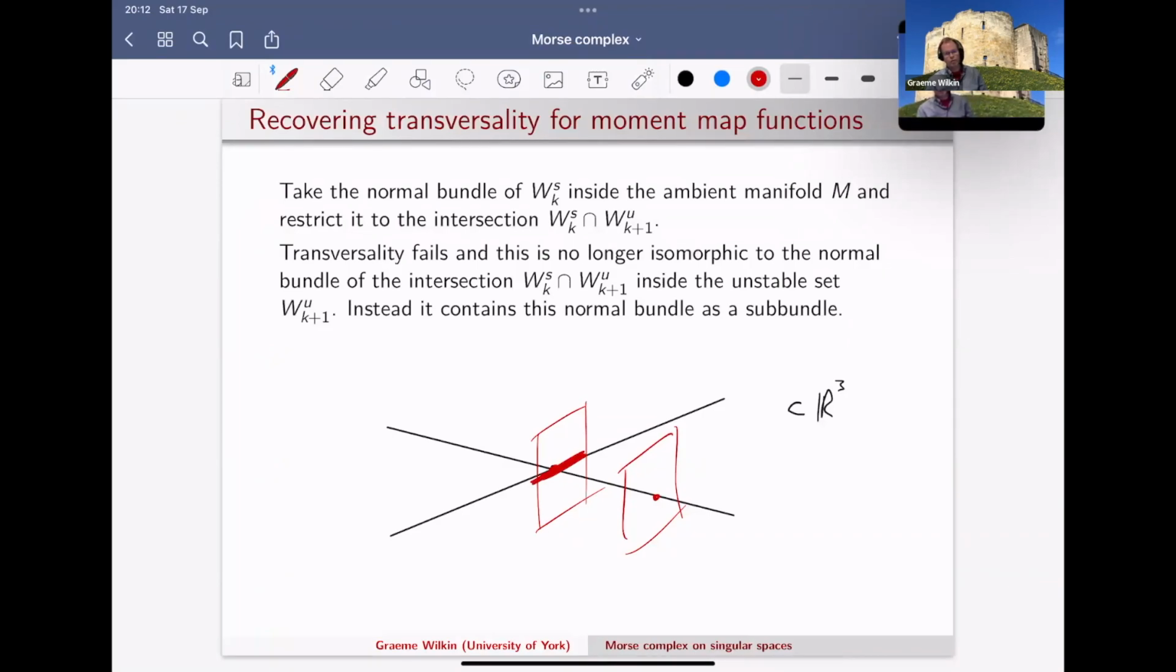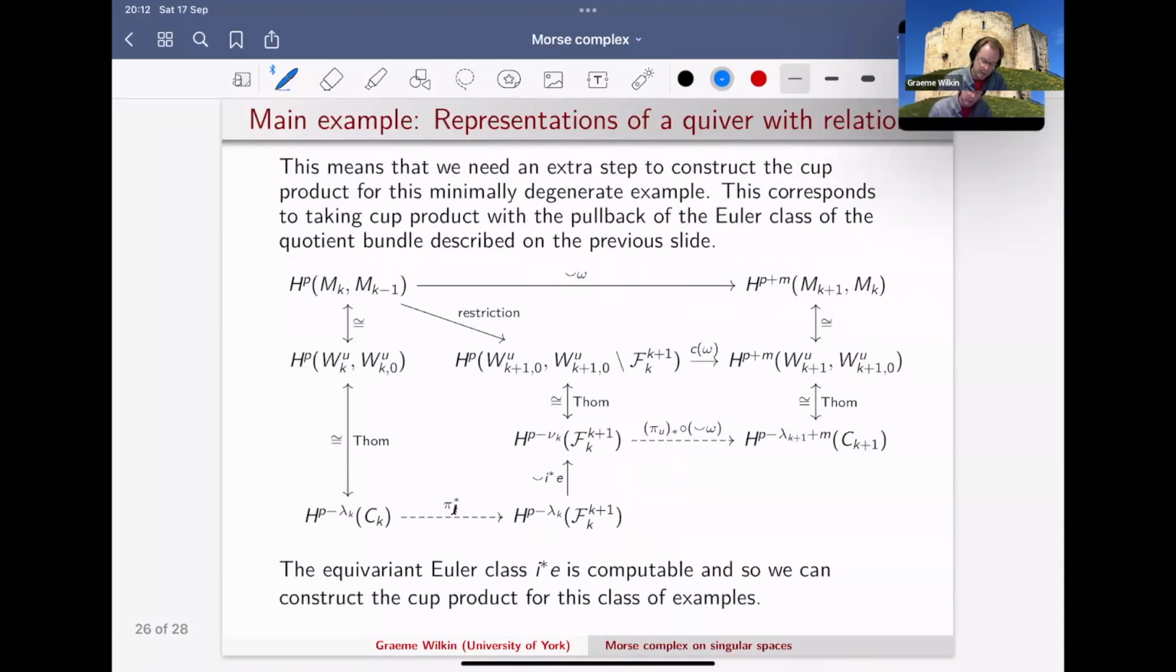And as you can see, it's not a disaster. It's not as if we have some funny intersection here. It's just that the ambient space is too large, essentially. So this is something that we can recover. Essentially, what we have is this quotient bundle, which you can think of as the normal inside the normal bundle. And if we can compute the Euler class of that quotient bundle, then we can augment the previous diagram.